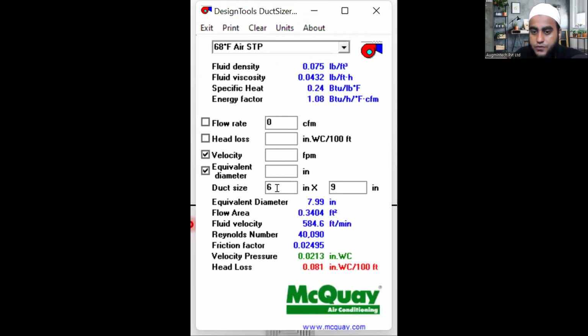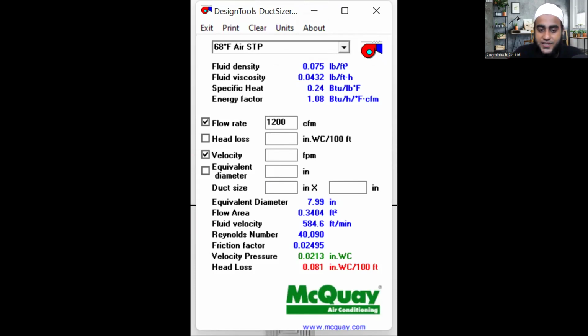Here now we have to enter what value? First, the flow rate value. How much? 1200 CFM. Now you have to enter the velocity. Don't need to enter the head loss. Head loss we have to use only for equal friction method, not for velocity reduction method.